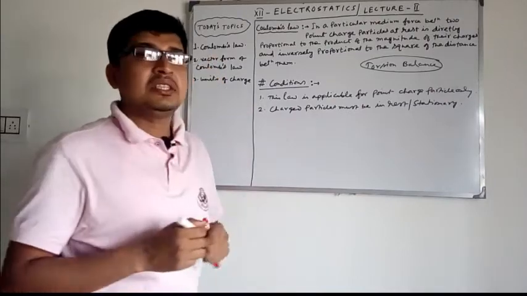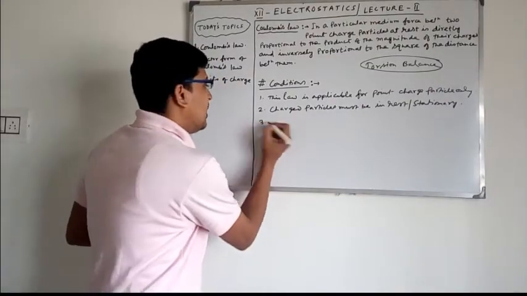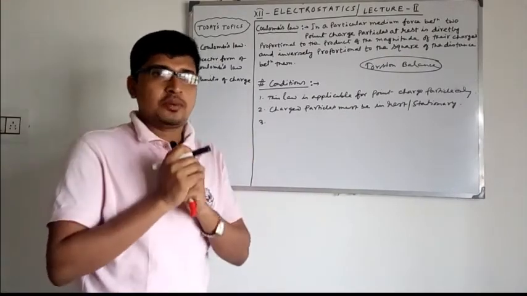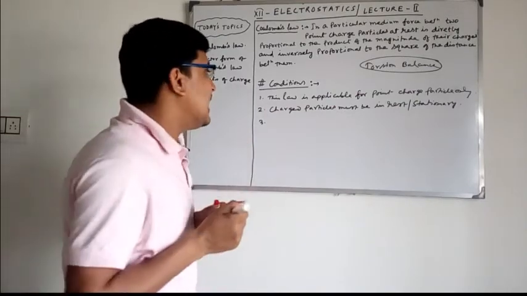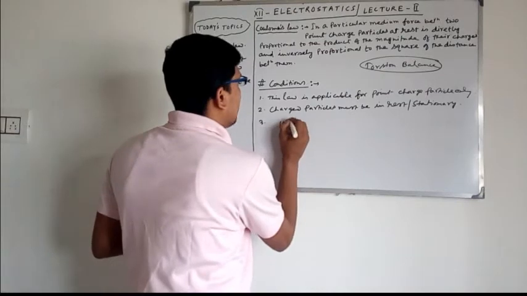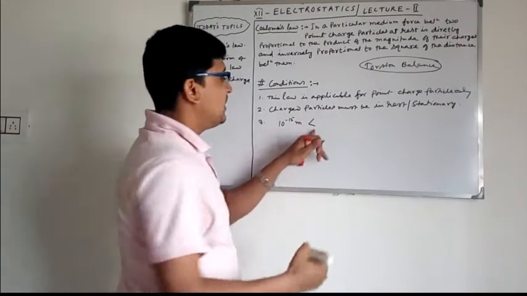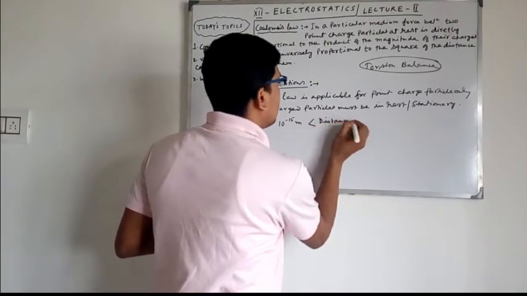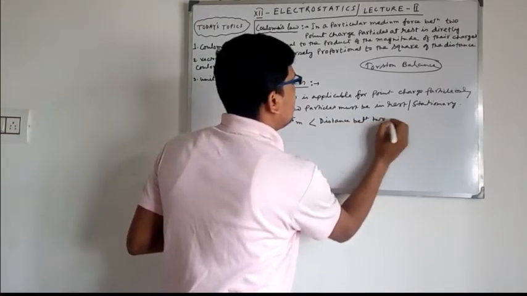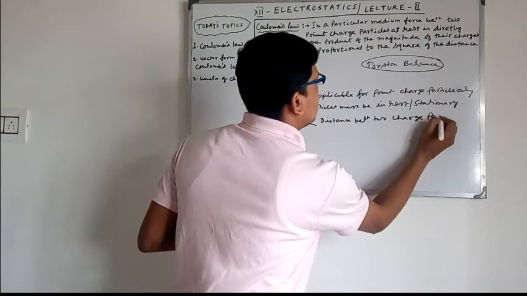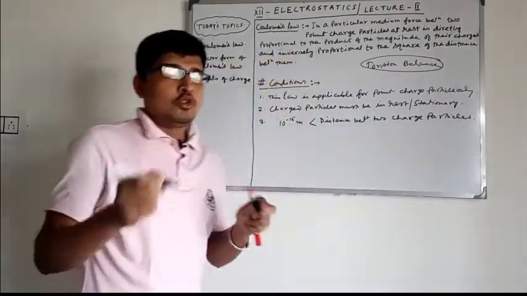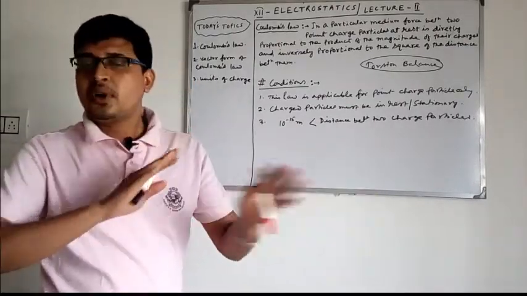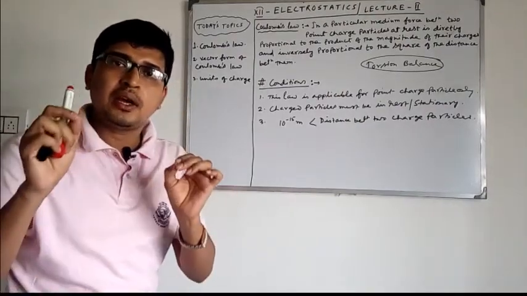And number 3, this is a very important condition of Coulomb's law, that is if the distance between the two charged particles is less than 10 to the power minus 15 meter, 10 to the power minus 15 meter से कम होगा अगर. दो चार्ज पार्टिकल के बीच में अगर डिस्टेंस 10 to the power minus 15 मीटर से कम होगा तब हम इस लॉ को अप्लाई नहीं कर पाएंगे.